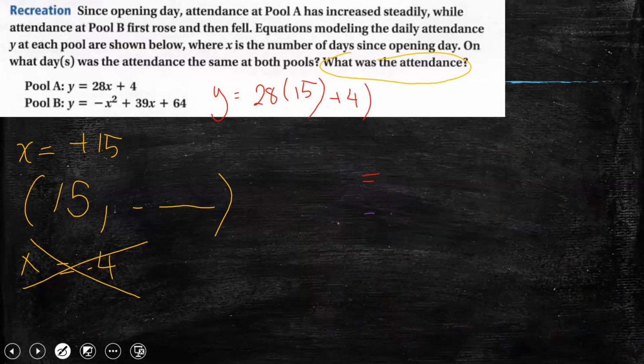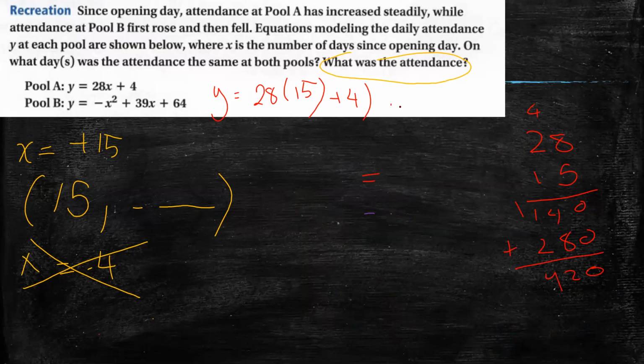Let's multiply 28 times 15. 5 times 8 is 40. 5 times 2 is 10, plus 4 is 14. Plus 1 times 8 is 8. 1 times 2 is 2. 0, 2, 4. So it is 420. Plus 4, it is 424.